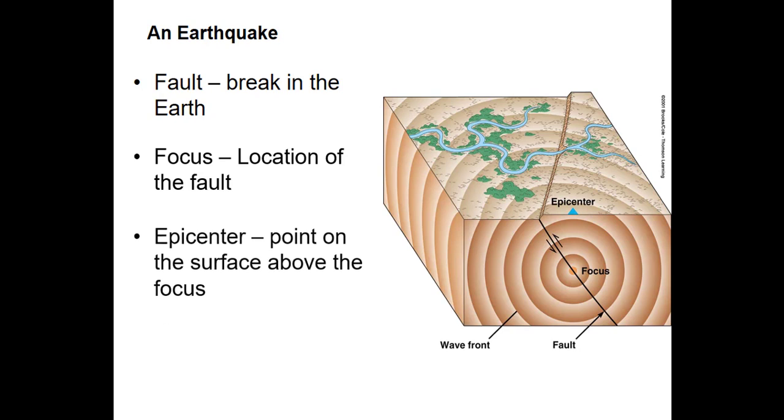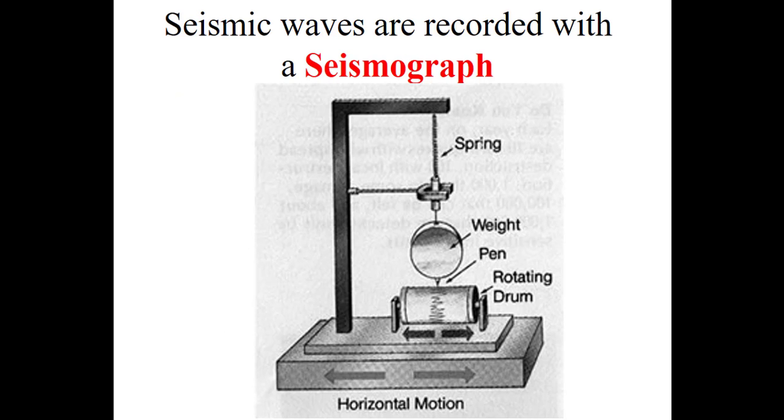So to make things a little bit easier for us to describe, we designate a point on the Earth directly above the focus and call it the epicenter. The energy itself, the vibration of the Earth, is called the earthquake. These vibrations can be detected at any point where a seismograph is set up. A seismograph, sometimes called a seismometer, is an instrument that is used to detect seismic waves.